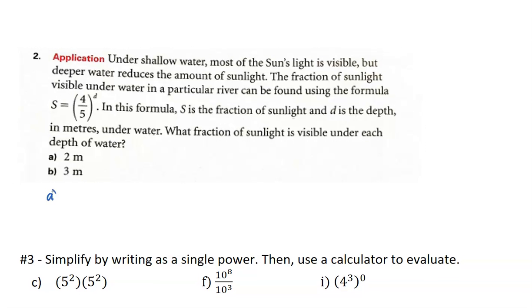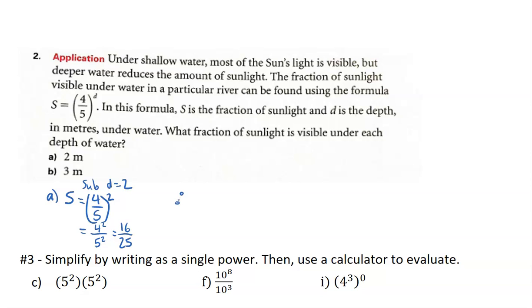For the first one, A, 2 meters, you're literally going to go S equals, and you're going to sub D equals 2, because you're 2 meters below the top of the water. So you're going 4/5 to the power of 2. Then it's just a matter of solving it just like we did at the very beginning in that first question we did in this video. So this is 4 squared over 5 squared. 4 squared is 16. 5 squared is 25. Well, what does that mean? Because it asks what fraction of sunlight is visible under each depth of water.